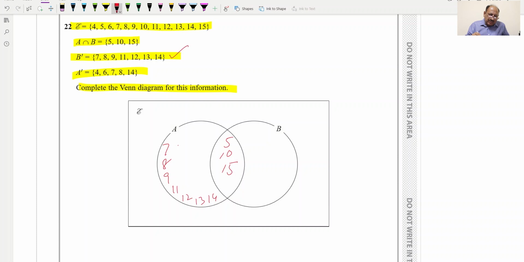B complement inside A. But next they are saying A complement is what? Whatever is not in A, including 4, 6, 7, 8. So 7, 8 we can write outside. 7 and 8 are gone, and 14 is also out. So 14 is also gone. So these four numbers will be remaining, which we can write here, and in this one 4 and 6 are remaining, so 4 and 6 will be over here. That is done, and this portion is also done.